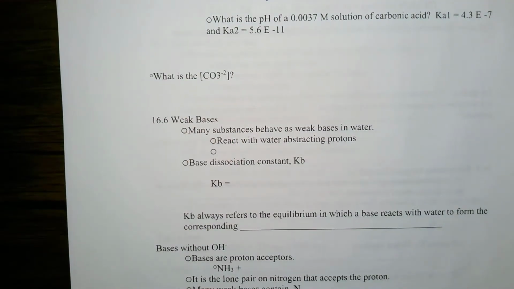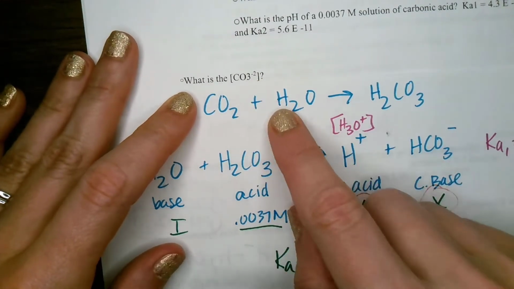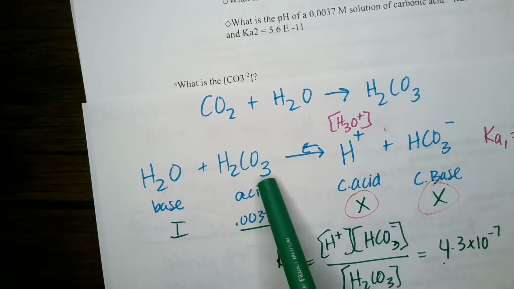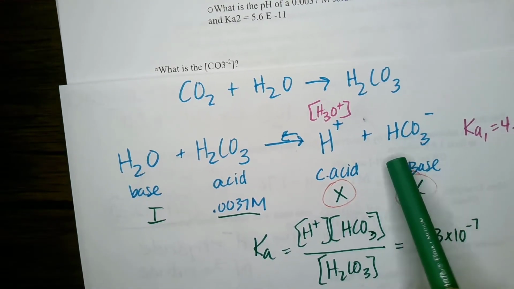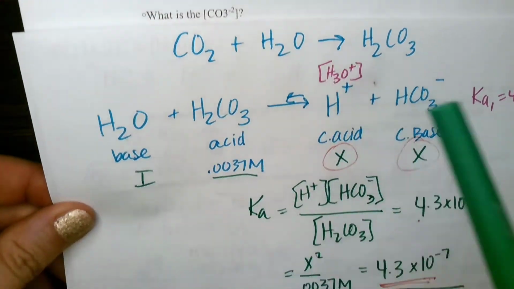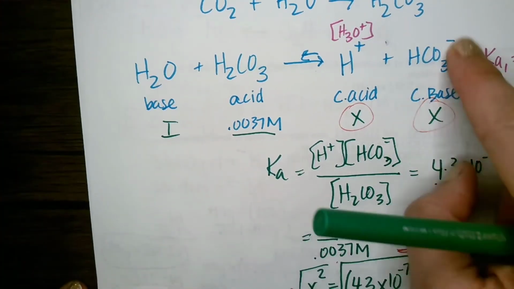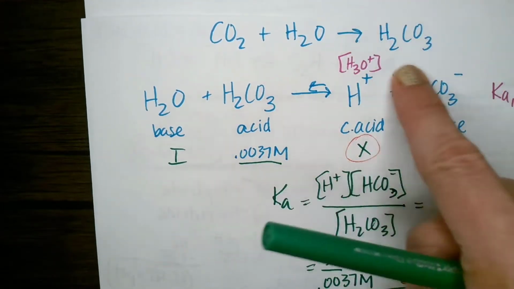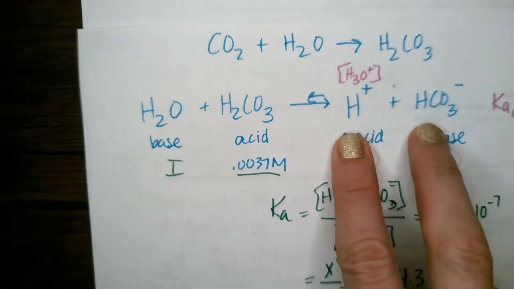But now there's a second part to the problem. What is the CO3 2 minus concentration? So this is wanting the carbonate. And now remember, in our first dissociation, we took our H2CO3, we took off 1 proton, and that left us with the conjugate base of HCO3 minus. But we want just carbonate. So we need to go one step further, and we need to then take this base and make it the acid, similar to what we did here.